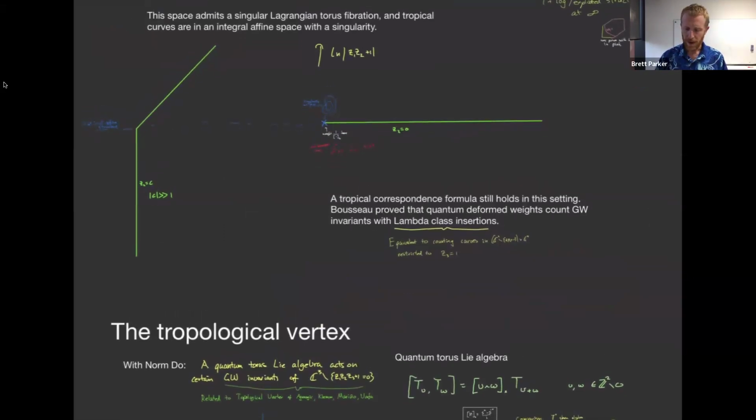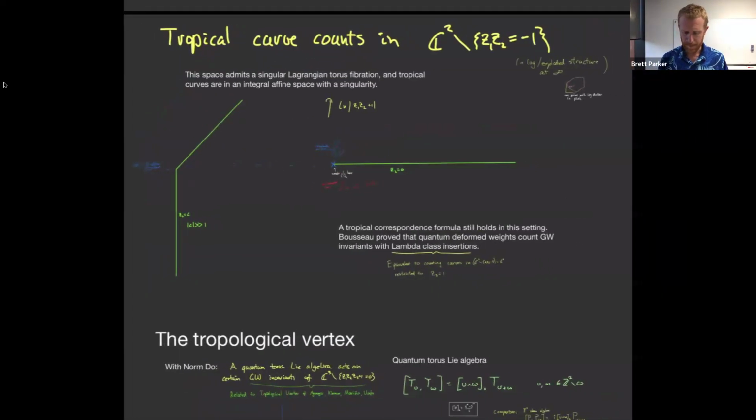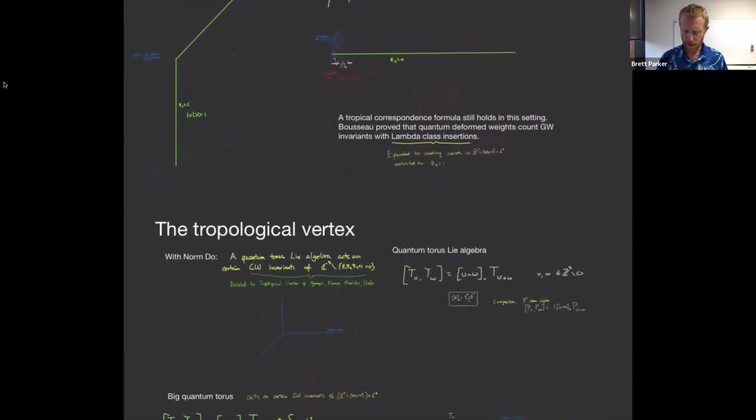We're going to look at this space times C star to make a three-dimensional thing, but the picture will be, instead of having a singular point, there's now going to be an entire singular line passing in the direction perpendicular to the plane that I'm drawing. Okay.